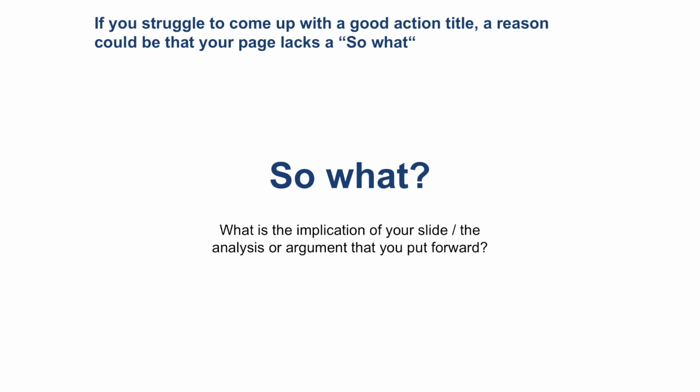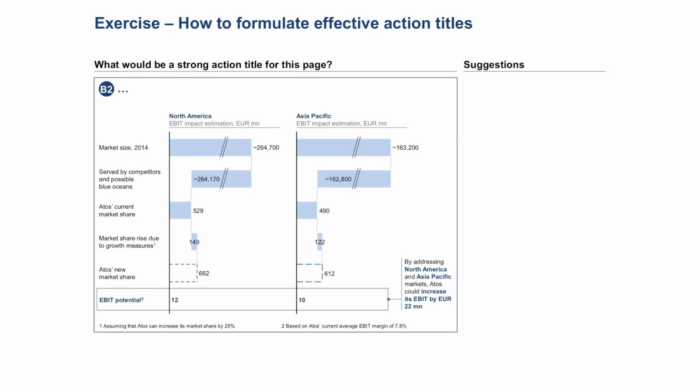So, if you can't come up with an action title, ask yourself critically if this so what is actually there. What I will do now is give you an exercise which I hope will help you to really distinguish good from bad action titles, and you will see that in the next section. In this section, I'm doing an exercise with you that will hopefully help you to distinguish good action titles from bad or maybe not so good action titles.